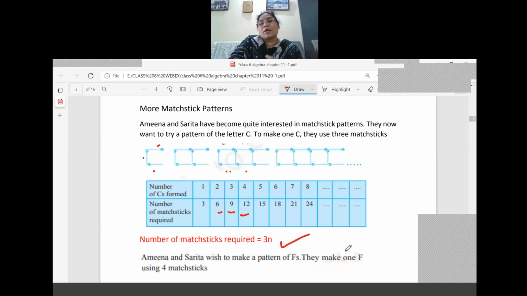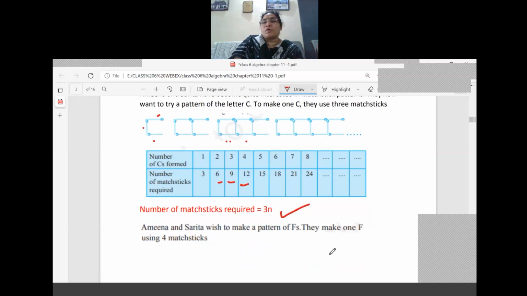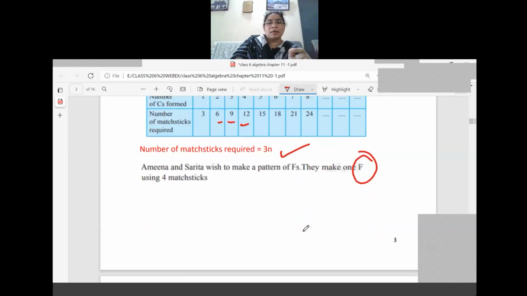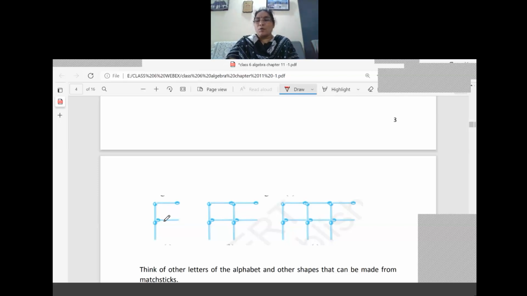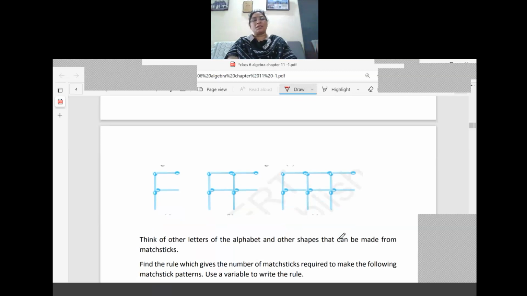It is not necessary that I should always use n only. I can use any alphabet. So again they are interested. What are they doing? They are using 4 matchsticks to make another letter, F. So let us see how they are making it. One F we considered. What is happening here? How many sticks have they used? 4, right? Similarly 2 F's means another 4 more is added. So 2 into 4, 8. Then 3 F's means 4 into 3. What is the pattern we are getting here? 4 into n, or 4 into A, where A is the number of F's.